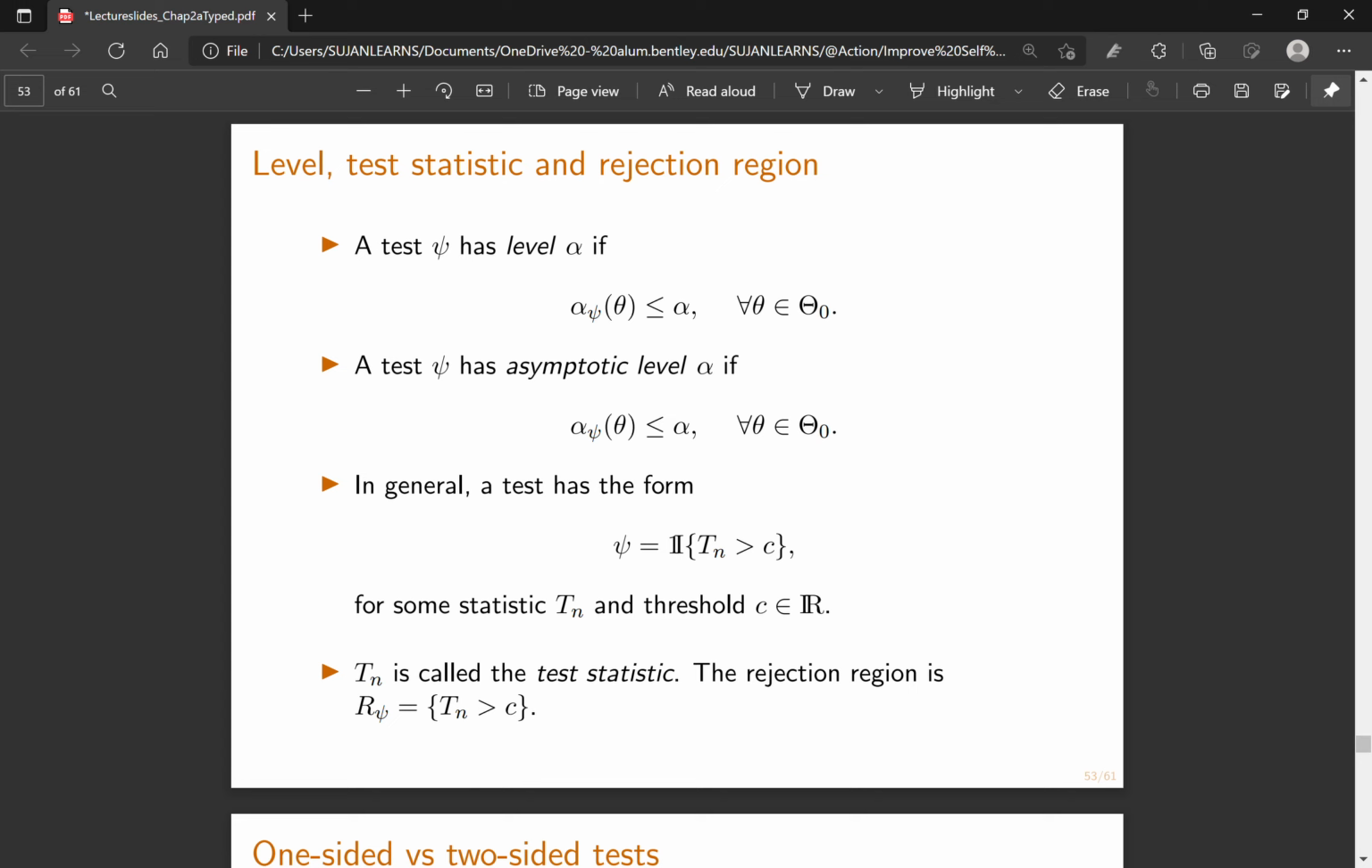Welcome back to our statistics learning session. Today, we'll be talking about level, test statistics, and rejection region.